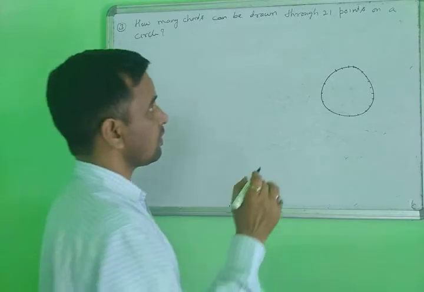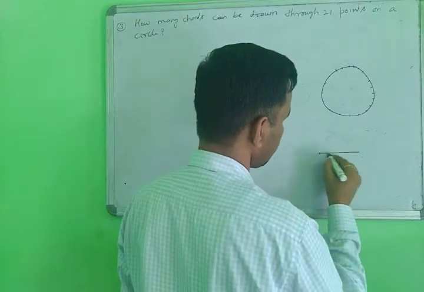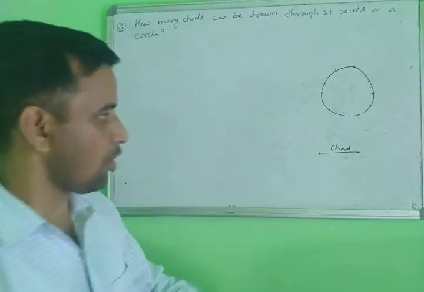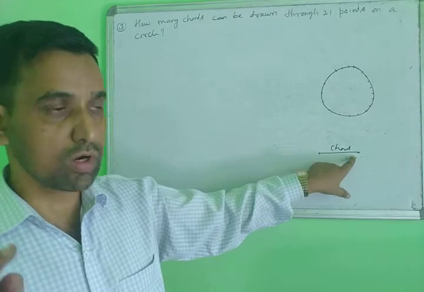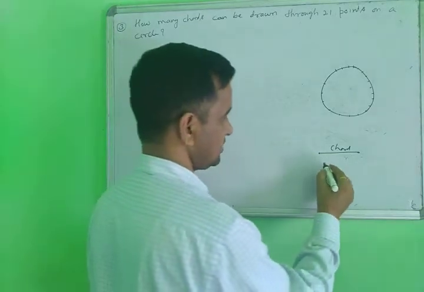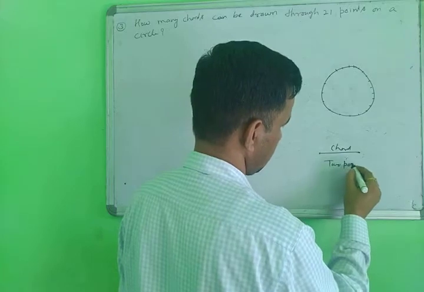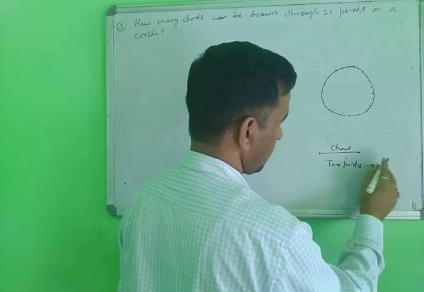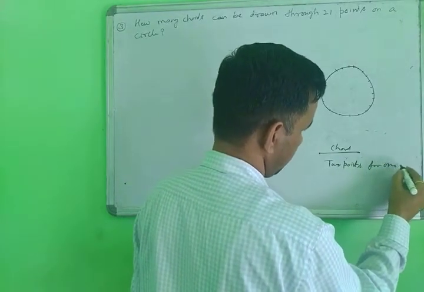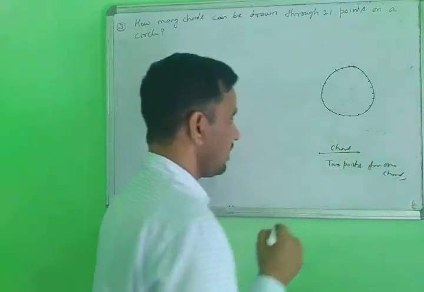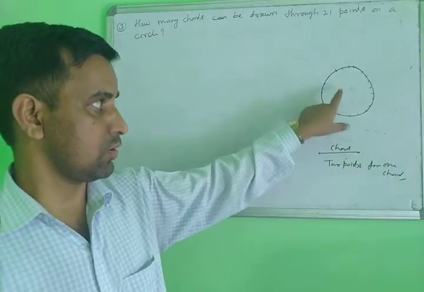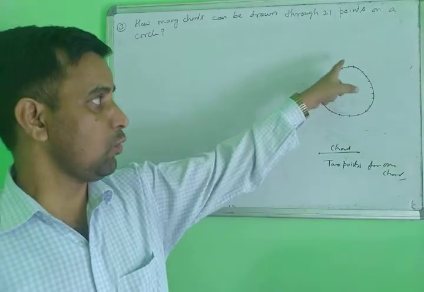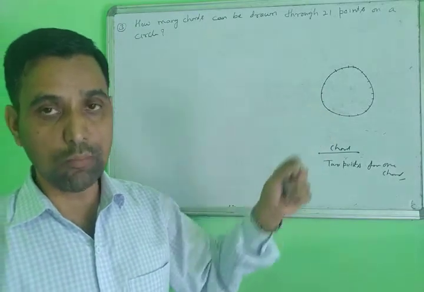Now, to draw 1 chord, how many points are required? So this is the chord. How many points are required to draw 1 chord? 2 points are required for 1 chord. When you draw 1 chord, it means you require 2 points, and you have 21 points. So how many chords will you draw here?